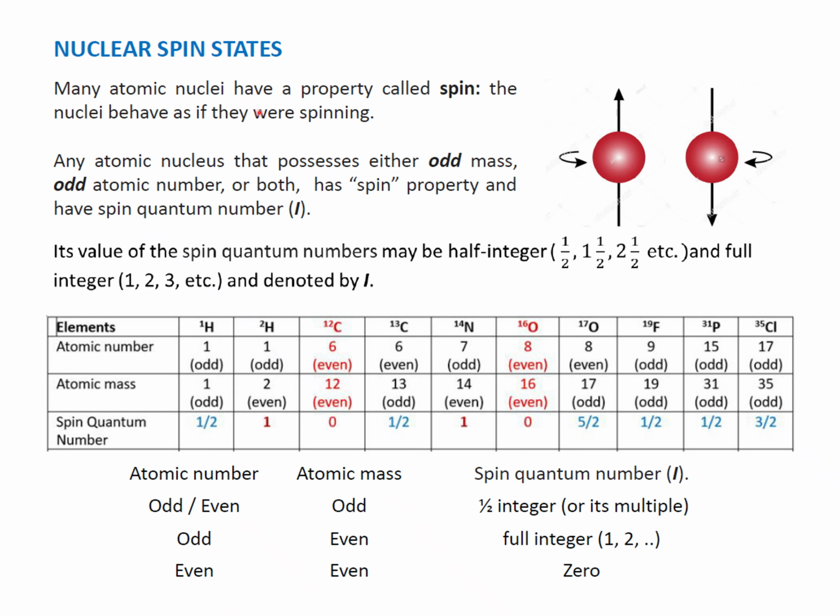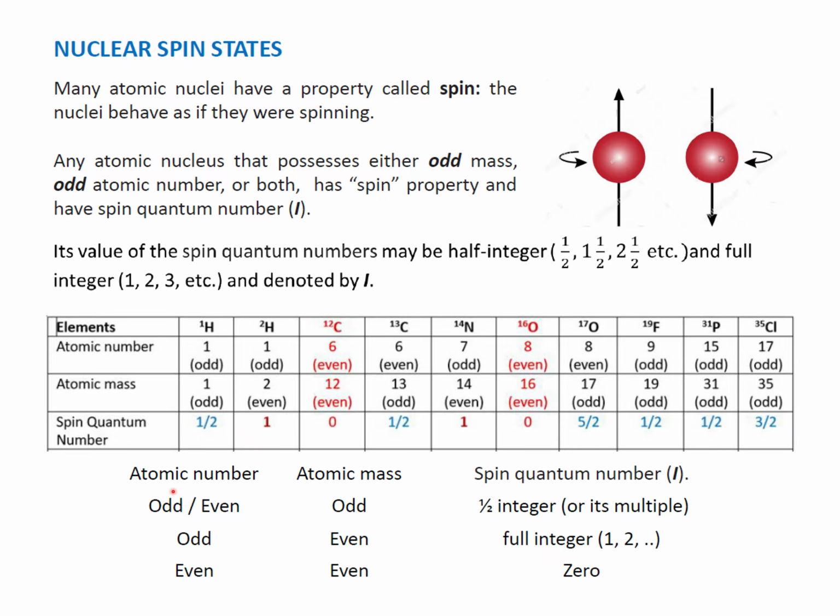Many atomic nuclei have a property called spin. The nuclei behave as if they are spinning. You can see the atomic number: hydrogen, carbon, nitrogen, oxygen have been shown. The atomic mass has also been shown. Then the spin quantum number has also been shown here.